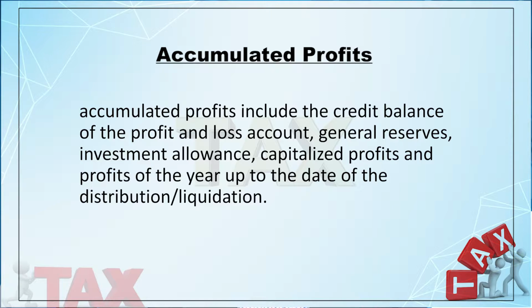Here, accumulated profit includes the credit balance of the statement of profit and loss, the general reserve, the investment allowance and the capitalized profit, and the profits of the year, that is the profits of the current year up to the date of distribution. So, this is the accumulated profit, and certain items are excluded for the purpose of accumulated profit for the purpose of this section. That is, you have to remember that provision for income tax, provision for dividend, and reserve for depreciation will not form part of accumulated profit. So, these items are to be excluded for the purpose of accumulated profit.